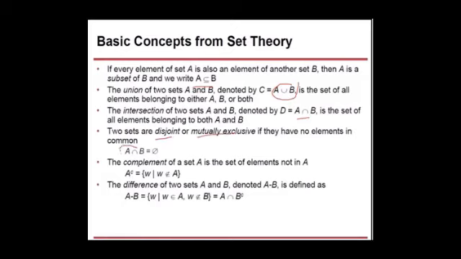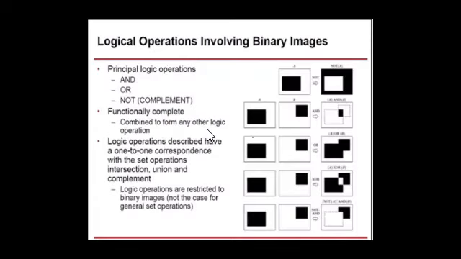The union of two sets A and B, denoted by C equals A union B, is the set of all elements belonging to either A or B or both. Union means it includes all elements of A and B together without repetition. The intersection, A intersection B, is the set of all elements belonging to both A and B.